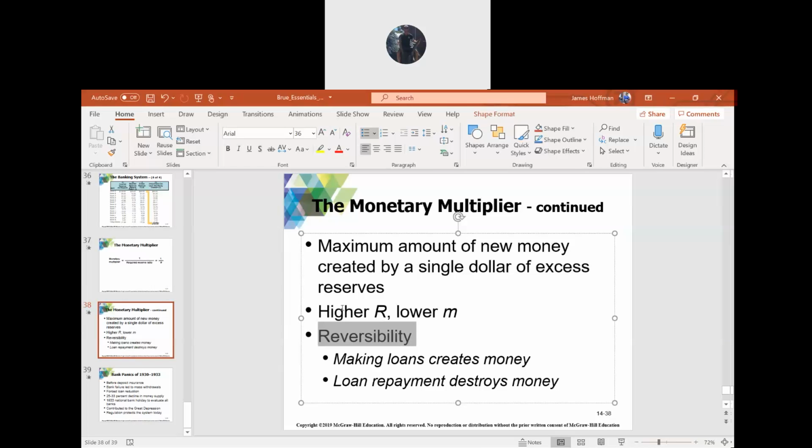Okay, it also works in the other direction. We've learned that making loans creates money, but if customers pay off their loans, that eliminates money because it takes money out of checkable deposits and by definition lowers the M1. So the monetary multiplier can work the other direction too. If loans are paid off, that eliminates money from the M1.